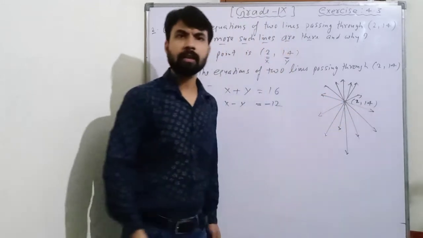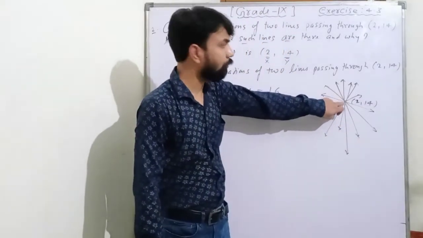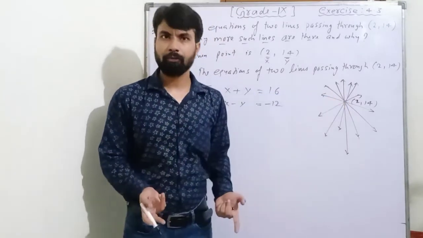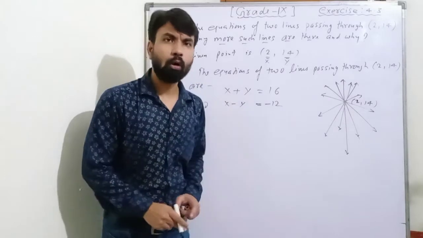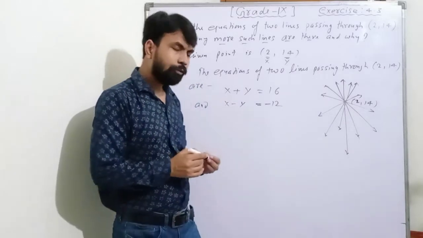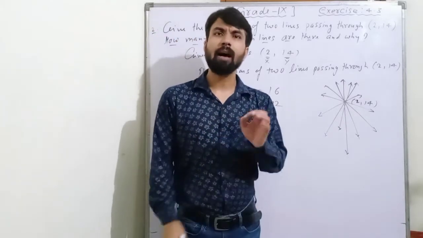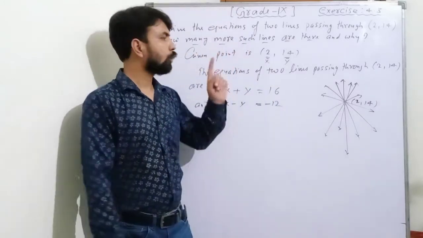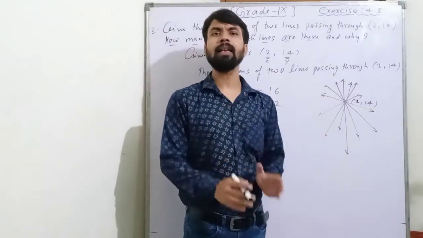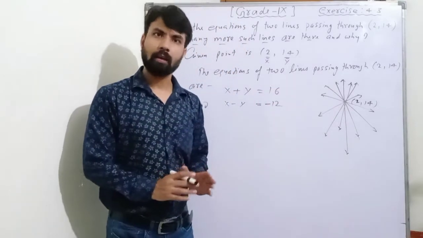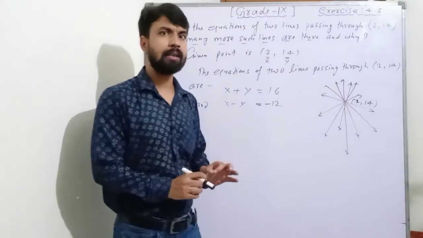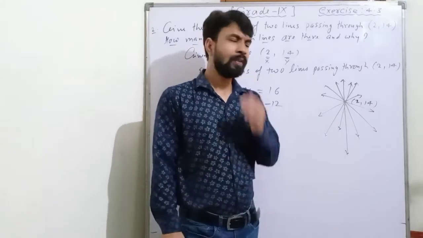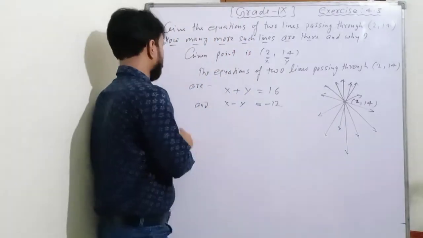So how many lines can be passed through the single point? Infinite lines. So students, always keep in your mind, infinitely many lines can pass through a single point. If one point is given, then through that point infinite lines can pass. Understood? एक पॉइंट से infinite line pass हो सकती हैं. Clear? So you have to write here.